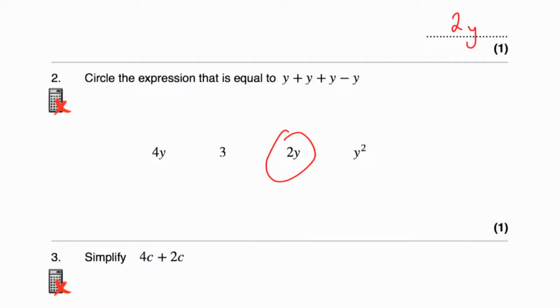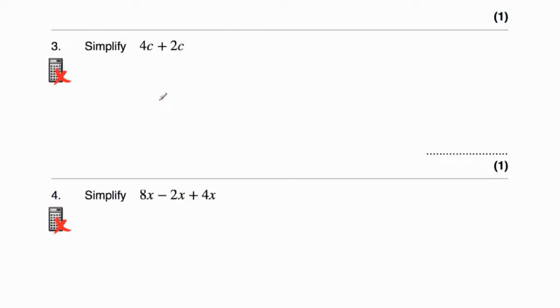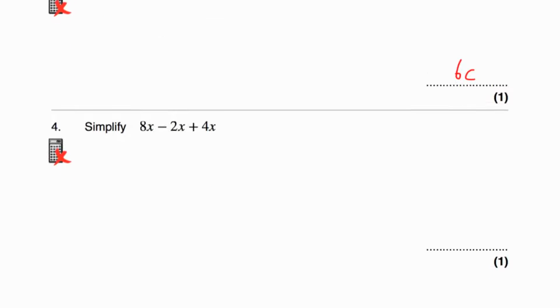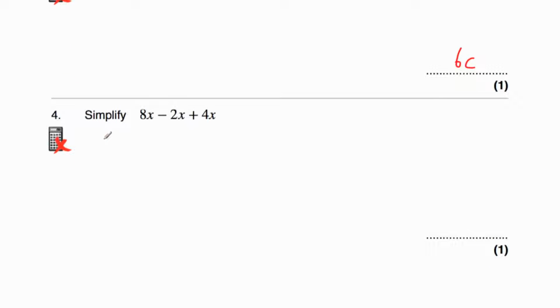Okay, question number 3 says, simplify 4c plus 2c. Well, if we had 4 c's and we add another 2 c's, altogether we would have 6 c's. So the answer would be 6c. Okay, next question. Question number 4 says simplify 8x take away 2x plus 4x. Well, 8x take away 2x, that would be 6x. And then if we add another 4x, altogether that would be 10x's. So that's 10x.